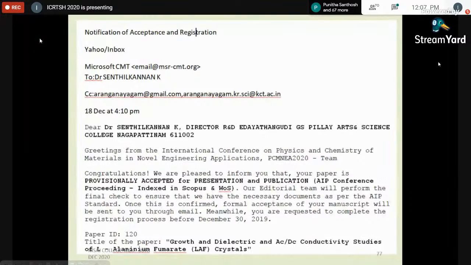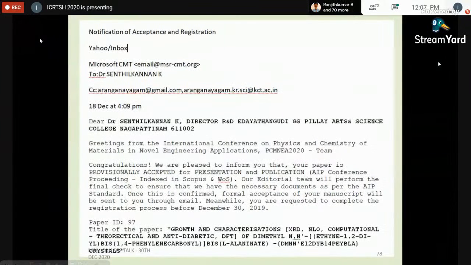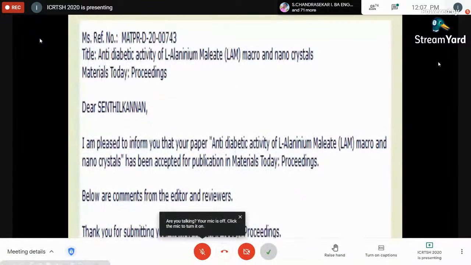This is also AC/DC conductivity studies of L-alanine fumarate. One of the papers is related to the government college scholar who has done the majority of the work in electrical studies. Next slide, please. Yeah, this is some anti-diabetic property. So L-alanine will enhance the property of anti-diabetic, published in the AIP proceedings. Next slide, please. Yeah, anti-diabetic property of L-alanine malate. It is published; this is the acceptance letter from Elsevier. Next slide, please.